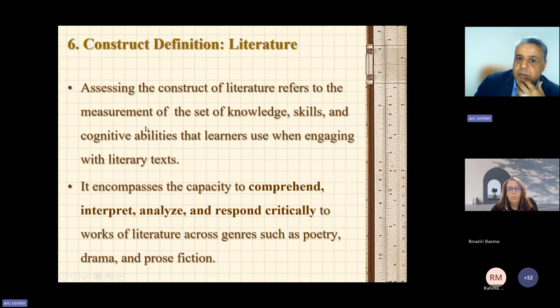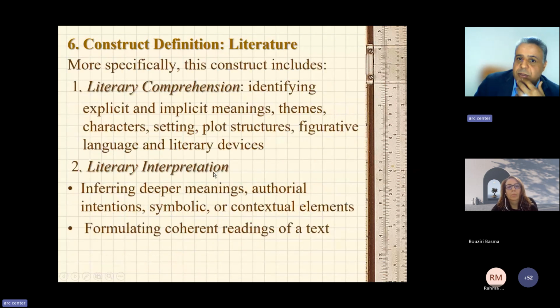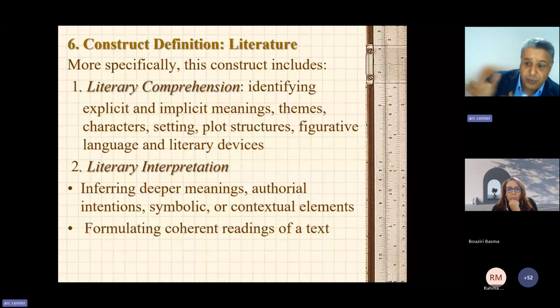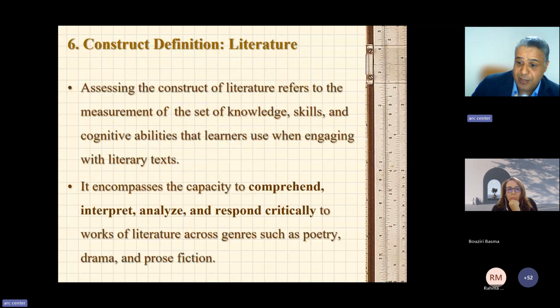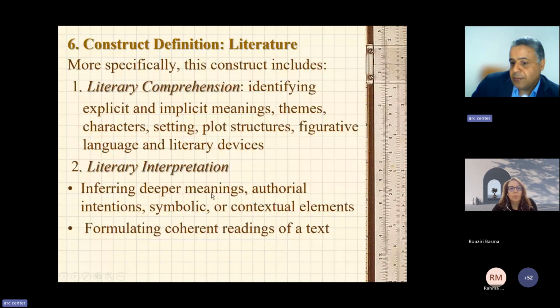field of literature. More specifically, if we want to break down the construct of literature, I'm talking about literature in general, but this can be applied to, for example, poetry, drama, prose, fiction. I don't want to delve too much into this because I'm not a specialist. But if we talk about this construct, we are talking about literary comprehension. So we try to see whether our learners identify explicit and implicit meaning, themes, characters, setting, plot structure, figurative language, and literary devices. All these can be transformed into items in our test.